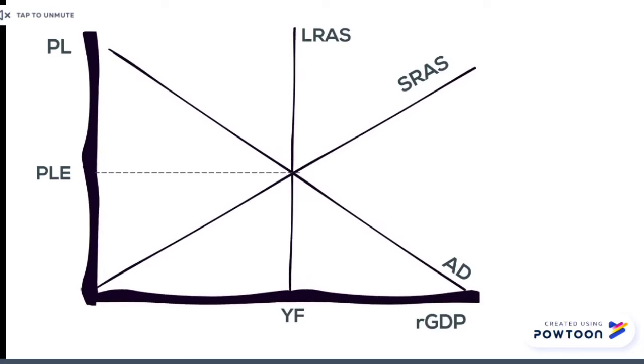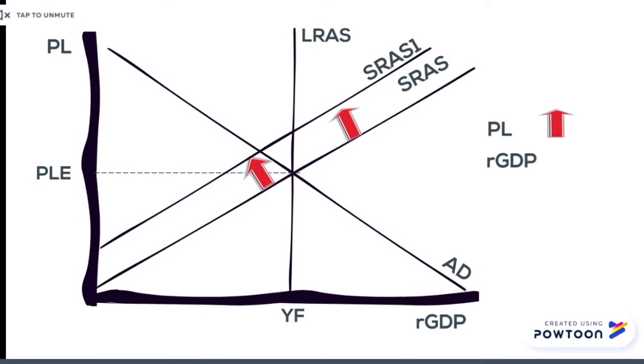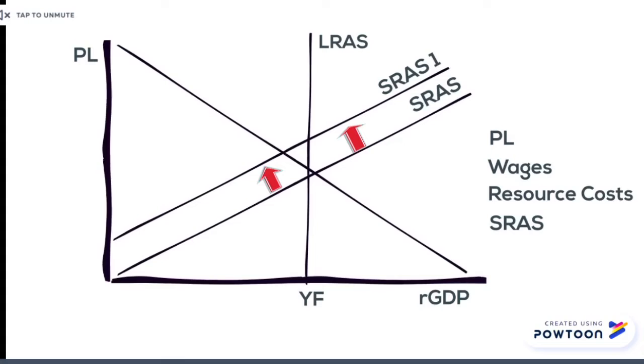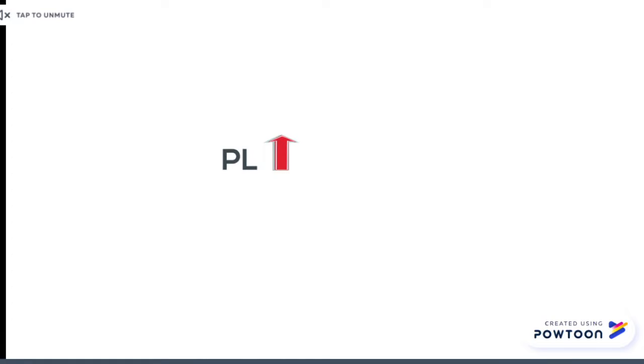Let's say, for example, that there is a negative supply shock due to a large increase in resource cost. This decreases short-run aggregate supply, which causes the price level to increase and our GDP to decrease. Here's where the double shifting takes place. Once the price level increases, then wages and resource costs also increase, causing short-run aggregate supply to decrease again. This leads to an overall increase in price level and an overall decrease in our GDP.